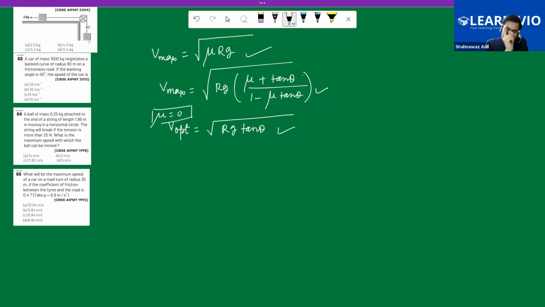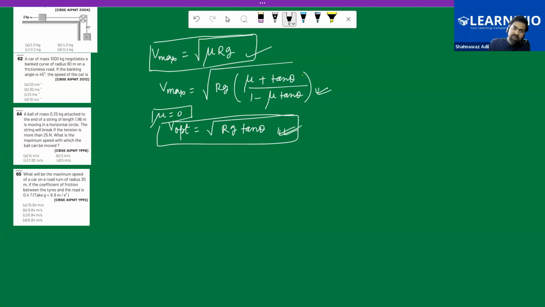Yes, guys. So you see that a car negotiates a bank of radius 90 meter on a frictionless road. So mu is zero. We have to find out the optimum speed because this is a banked road. In a banked road we have these two scenarios. But here mu is zero, so this would be root of r g tan theta.